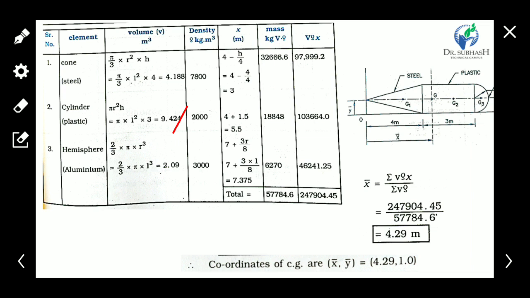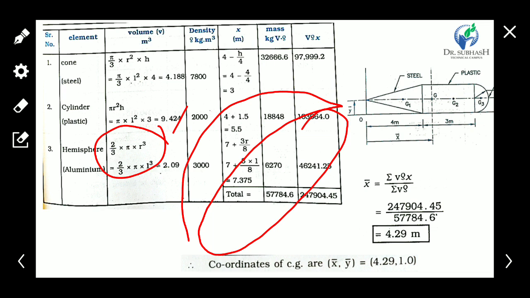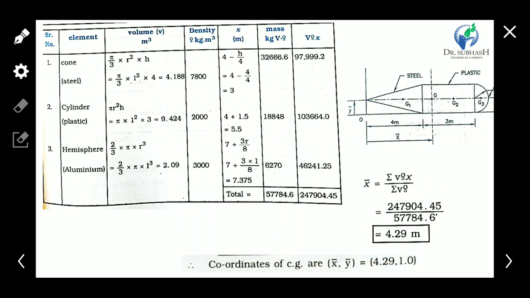And the hemisphere volume equation, keep it in mind, is 2 by 3 pi r cube. This is the hemispherical volume for this type of 3D object. Half of the sphere is called the hemisphere, so hemisphere volume is found with this equation. Keep it in mind, 2 by 3 pi r cube. Clear that? Okay. So now we calculate the volumes, and density is given directly for the elements.